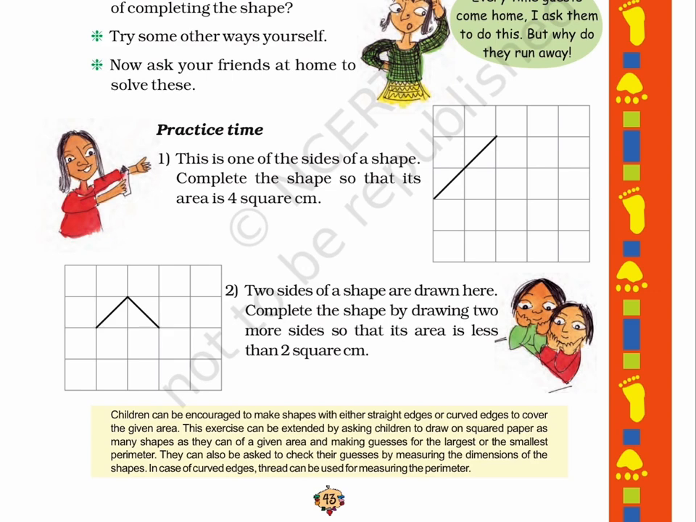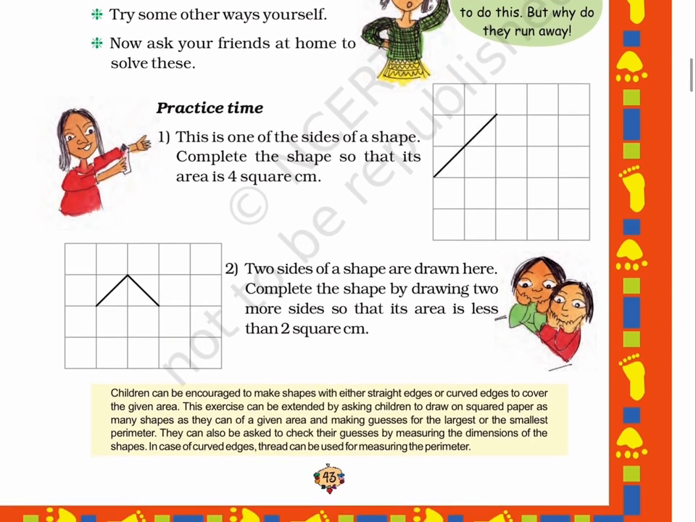For the teacher. Children can be encouraged to make shapes with either straight edges or curved edges to cover the given area. This exercise can be extended by asking children to draw on squared paper as many shapes as they can of a given area and making guesses for the largest or the smallest perimeter. They can also be asked to check their guesses by measuring the dimensions of the shapes. In case of curved edges, thread can be used for measuring the perimeter.